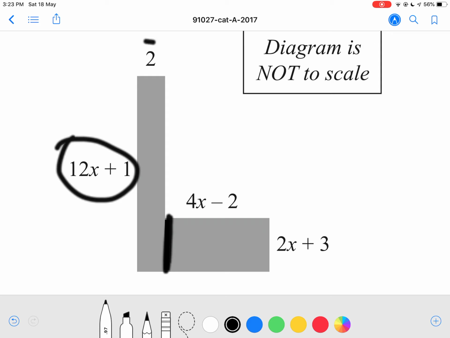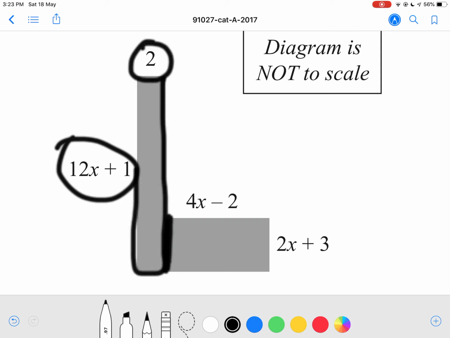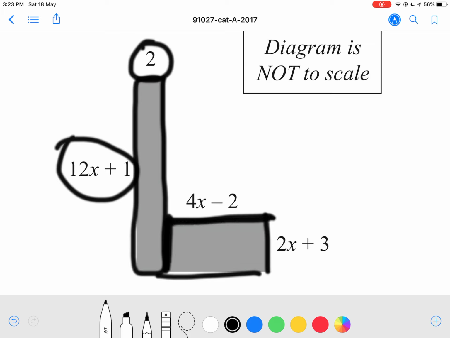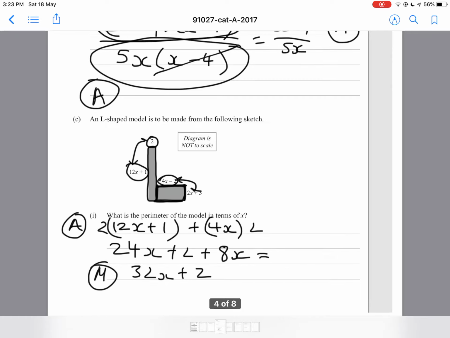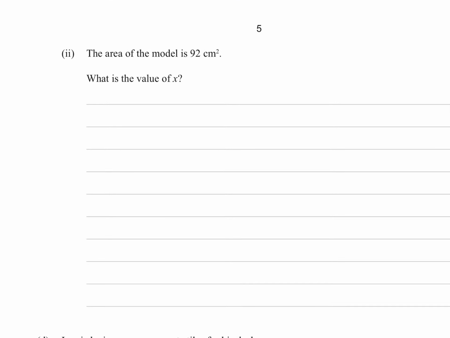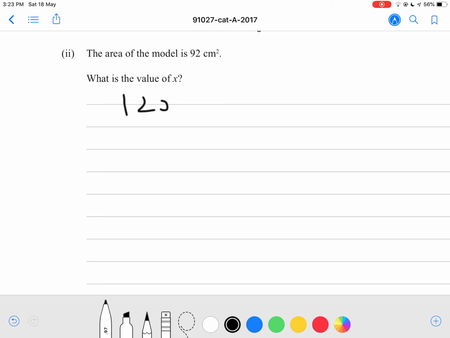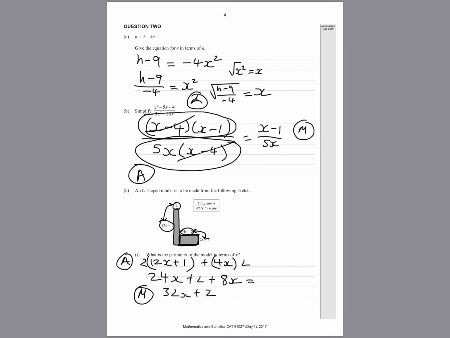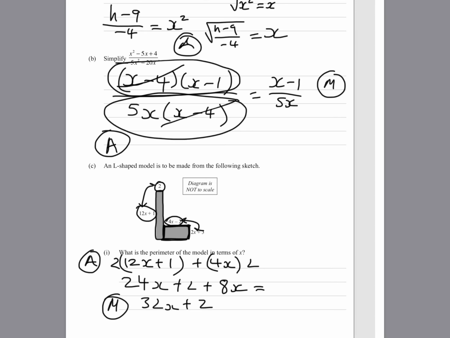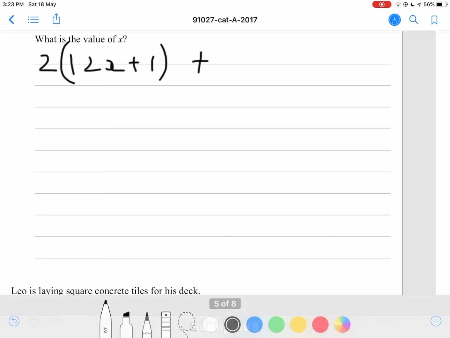So basically 2x plus 1 multiplied by 2 gives you this entire area. And we have 4x minus 2 and then 2x plus 3. If we multiply this together, we'll get this area. If we multiply 4x and this, and then this, and this, that'll get you your total area. So basically we can say 2x plus 1 multiplied by 2, plus 4x minus 2 and 2x plus 3.